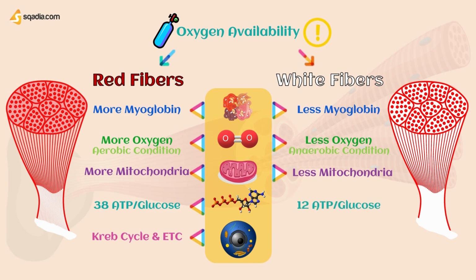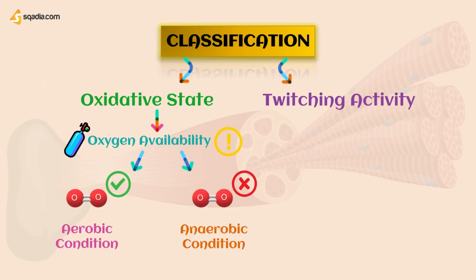This means less production of ATP. To be exact, it is 12 ATP per glucose molecule, and they will produce ATP mainly by the process of glycolysis in the cytoplasm. Next question will be, what is twitching activity?